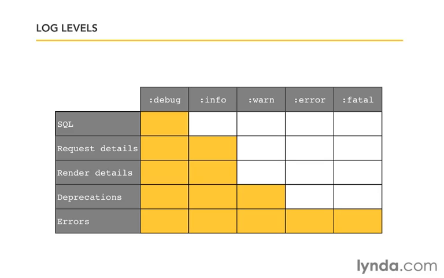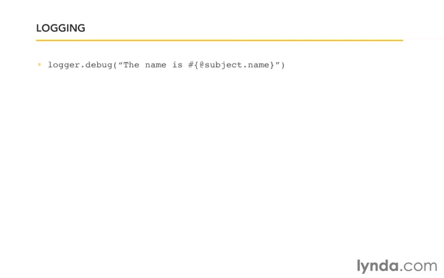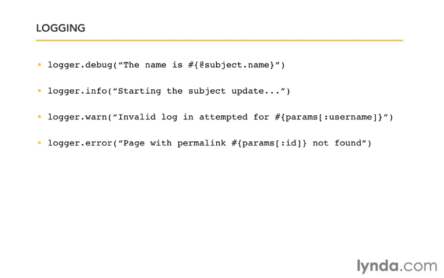Now in addition to configuring each environment and deciding what things ought to get logged, we also have the ability to use these log levels to log to the logger ourselves. And the place to do that is going to be from your controller. That's where you're going to do the logging. And the way you do it is by saying logger dot and then whatever log level you want to log, and then a string for what should get logged. And you can put whatever you want into that string.